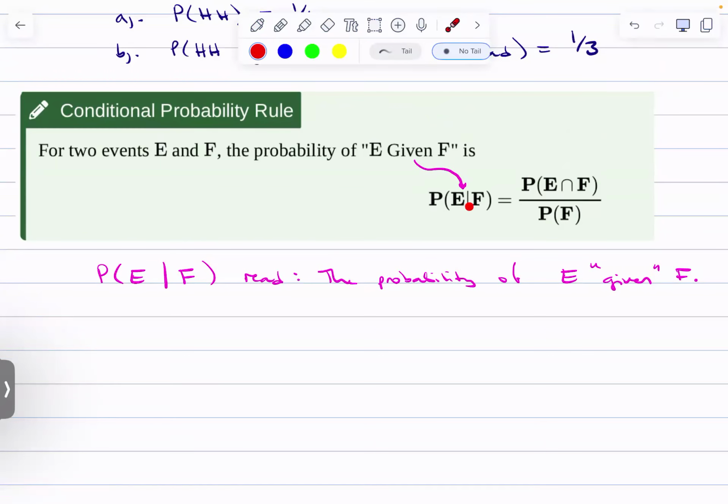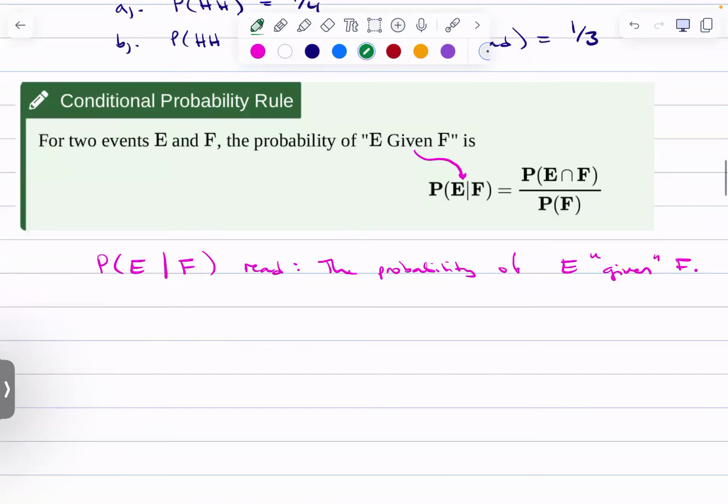What this probability is going to translate to, though, is something that we are familiar with: the probability of E and F over the probability of F. Notice that it's the probability of E and F divided by the probability of F. If you notice the pattern, you don't need what's on your formula sheet, although it is on your formula sheet.